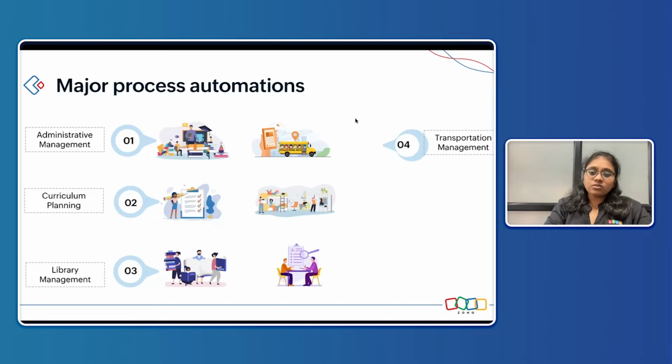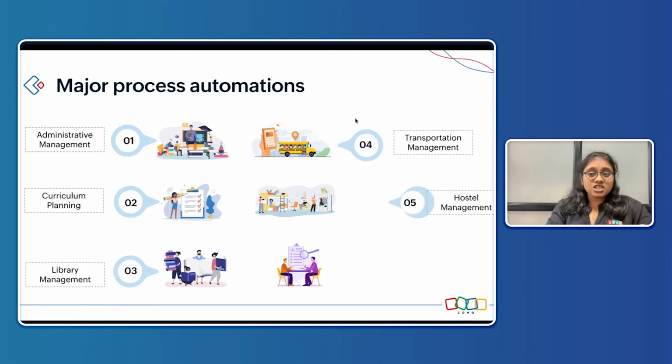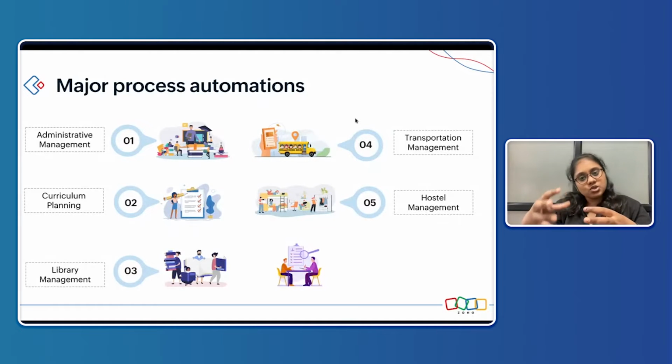And next, the fourth pointer is going to be transportation management and hostel management. Let's say that I'm managing a university. There will be a certain set of students who will be traveling from their hometown to the university every day, and there will be another set of people who will be requesting us to provide accommodation for them to stay within the campus. So we need to manage both of them. So automating both these processes also plays a major role in this industry.